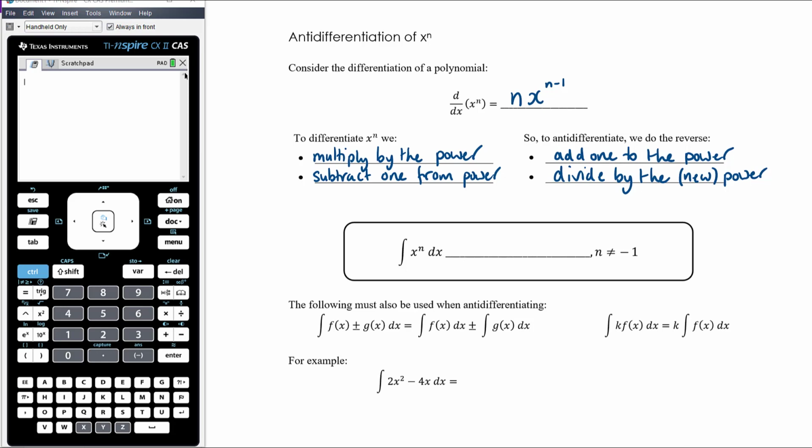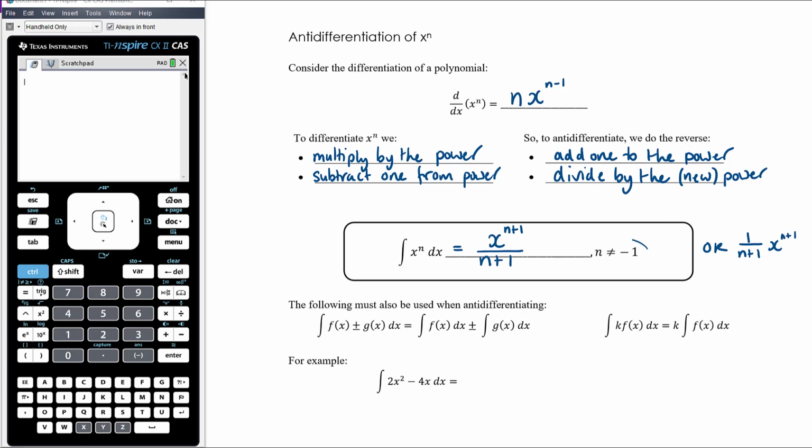Okay, so if we follow those steps here, the antiderivative of x to the power of n with respect to x, we're going to add 1 to our power, so it becomes x to the power of n plus 1, and then we divide by that new power, which is n plus 1. You might also prefer to write that as 1 over n plus 1 times x to the n plus 1, and it depends on what you're dealing with as to which way you prefer to think about it.